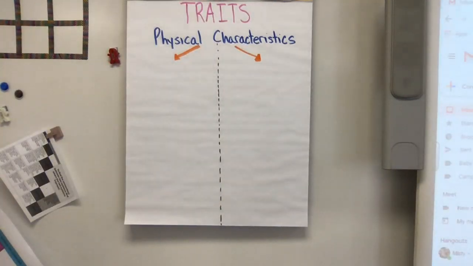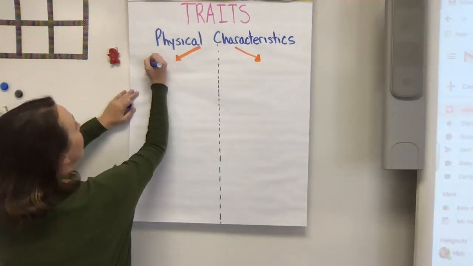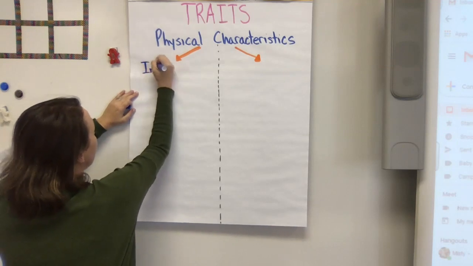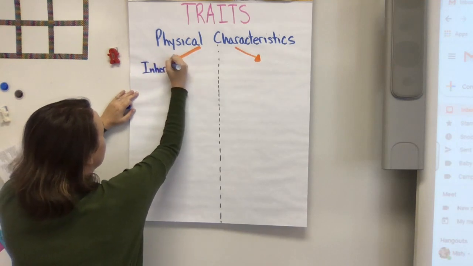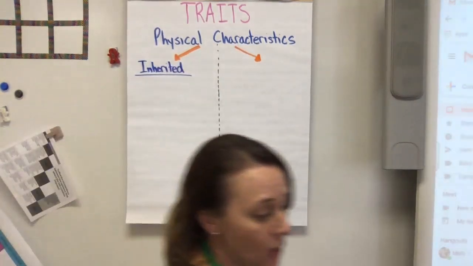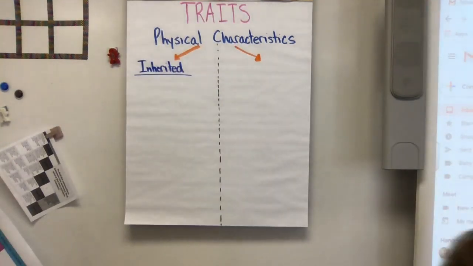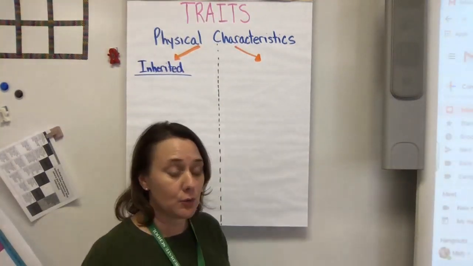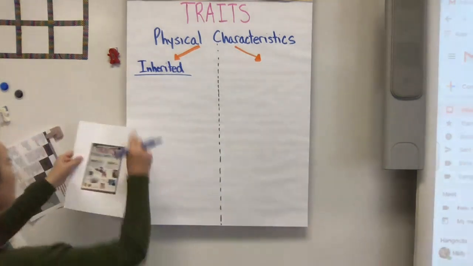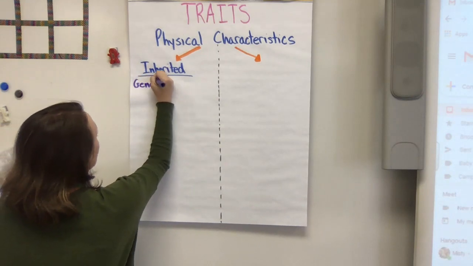Two different types of traits that you can have: traits that are inherited and traits that are acquired. On this side, we're going to talk about inherited first. Inherited traits are genetically passed to you by your parents. You get it from your mother, you get it from your father, you might get this particular trait from your grandmother. Inherited traits are genetic, that means through your genes.